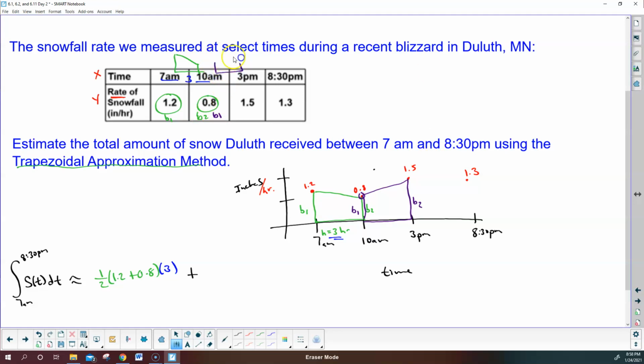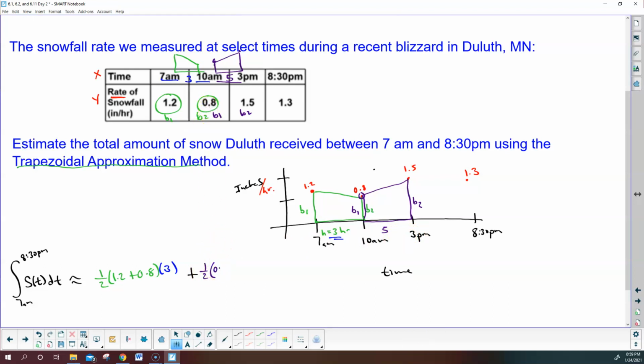And maybe I should draw this differently so it actually looks like a trapezoid. And it would peak up on this side because 1.5 is higher than 0.8. But there's base 1. That's this point. Here's base 2 at 1.5. And then the width is the distance between 10 a.m. and 3 p.m. So how many hours passed? And that width would be 5 because there's 5 hours from 10 a.m. to 3 p.m.